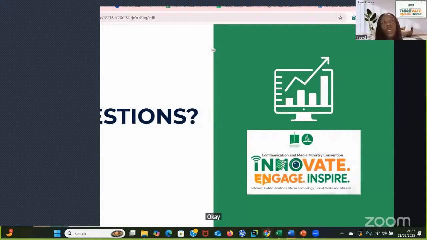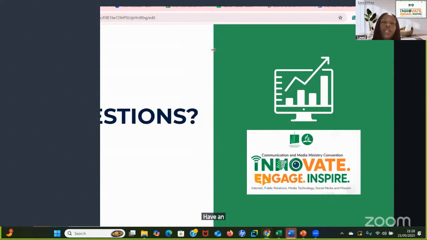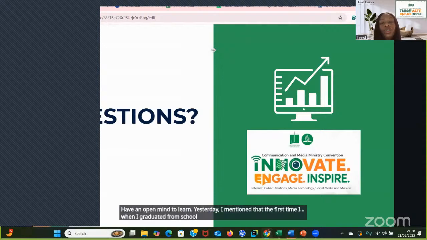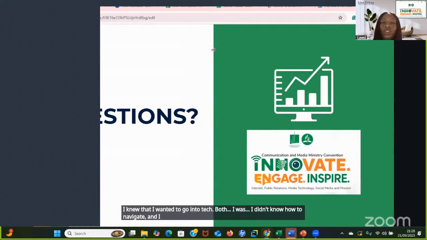Okay. The practical steps in data career. The first thing is, this is from my experience. Everybody's experience is different. But from my experience, have an open mind to learn. Yesterday, I mentioned that when I graduated from school, I knew that I wanted to go into tech, but I didn't know how to navigate and I did not know how to go about it.